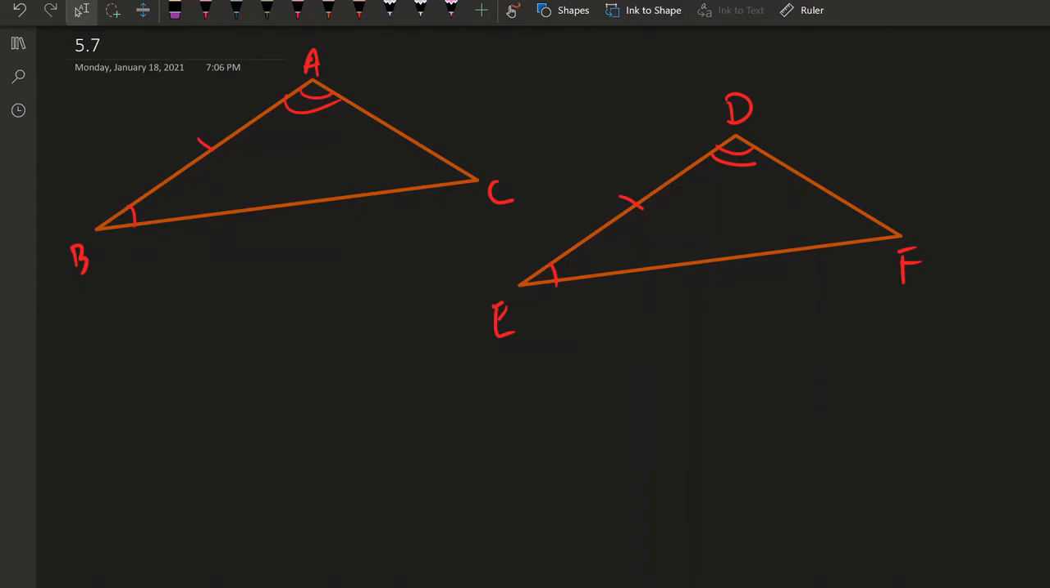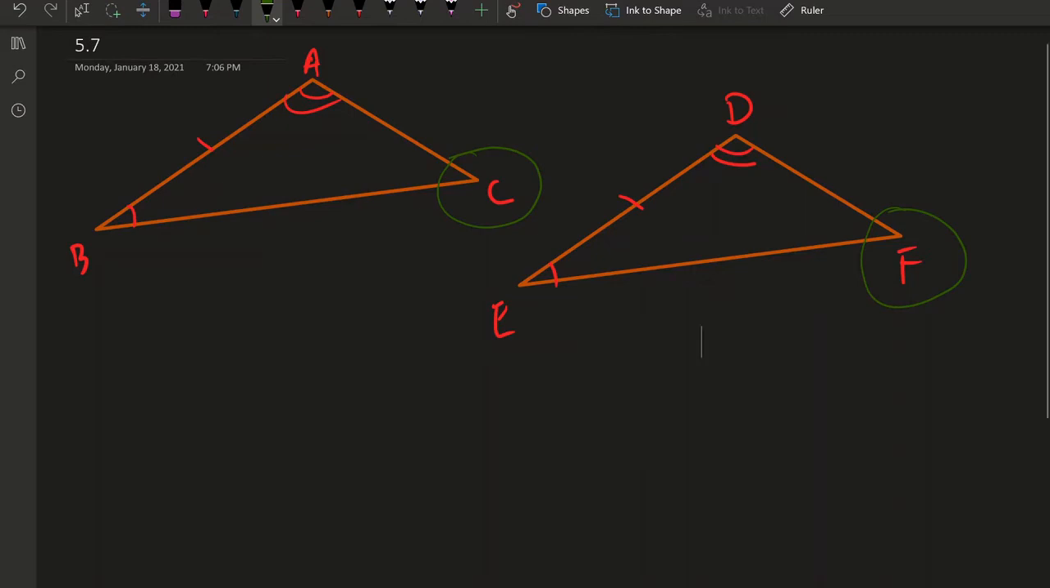However, by definition of congruence, that means all of the corresponding parts would then have to be congruent. So if I've already proven that these two triangles are congruent, I could now say that angle C has to be congruent to angle F.